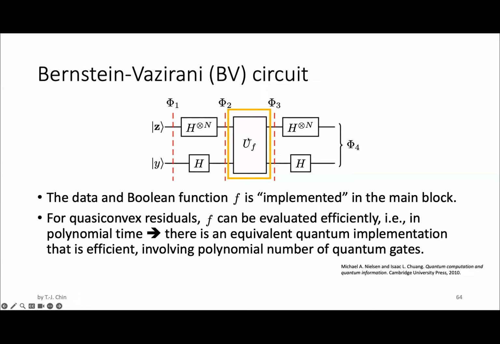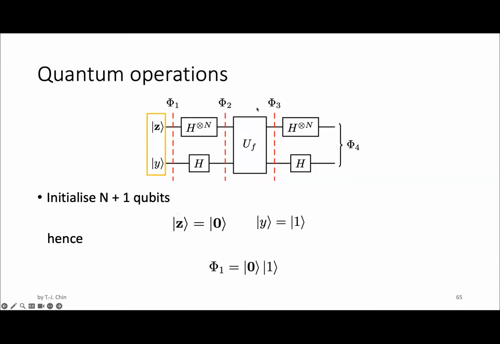We can rest assured that because the F that we're looking at is classically polynomial-time solvable, the math says there has to be a quantum implementation that also uses only a polynomial number of gates. So therefore it will have an efficient quantum implementation. It's a spoiler, we just don't know what it looks like, but there is one. So if there is one, if we know how to implement F, what can we do? We initialize the BV circuit with n plus one qubits, the top n qubits, which encode the selection that we're interested in, with the zero state.